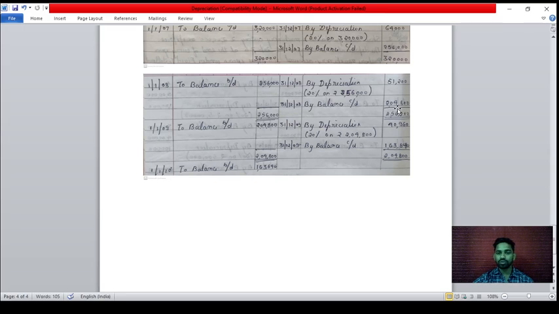So this 2,04,800 is the closing balance for this 2008, but it will be the opening balance for the next year, which is 2009. So now see, on 1/1/2009, to balance brought down 2,04,800. So this 2,04,800 is the opening balance for 2009, and the closing date for 2009 is 31st 12 2009. So we have to reduce the value again by 20% on this reducing balance. 2,04,800 into 20% is 40,960.